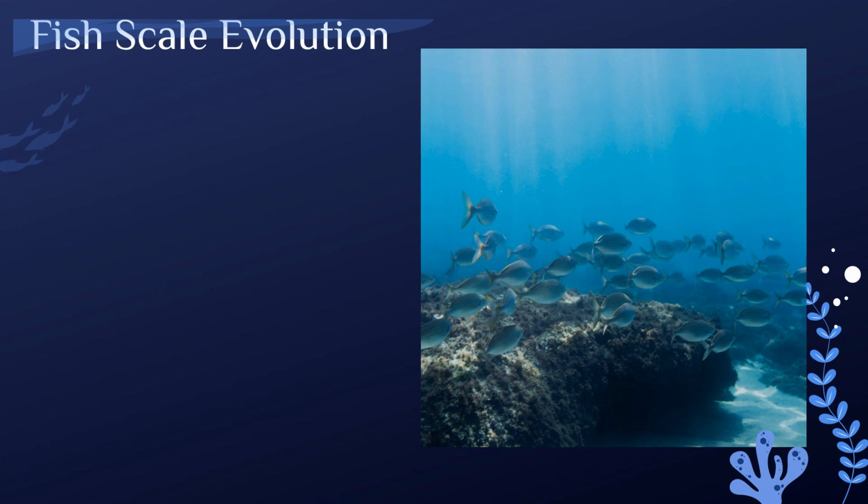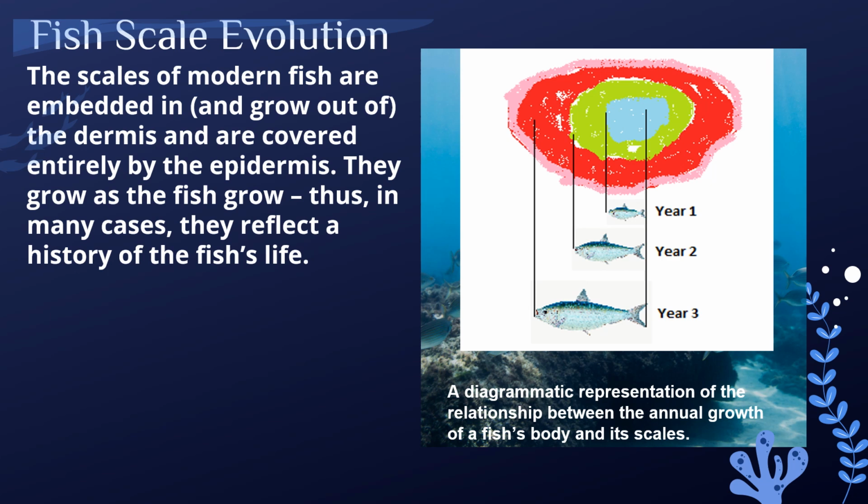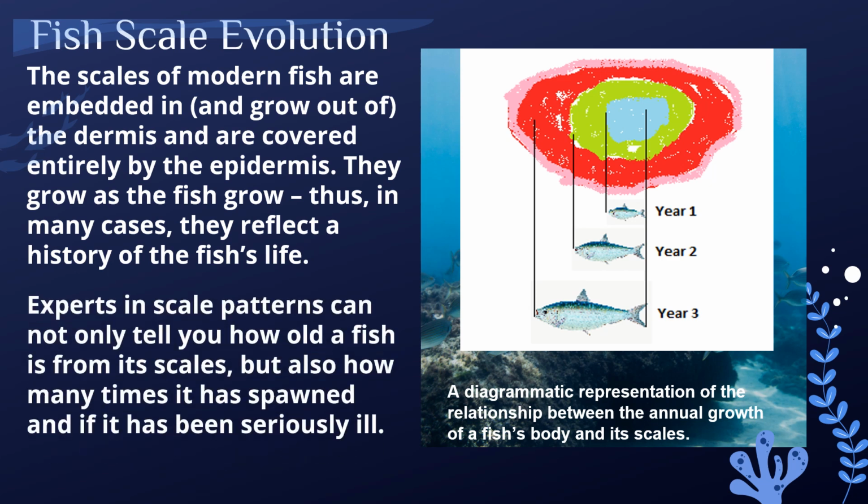What is fish scale evolution? This is a diagrammatic representation of the relationship between the annual growth of a fish body and its scale. The scales of modern fish are embedded in the dermis and are covered entirely by the epidermis. They grow as the fish grow. Thus, in many cases, they reflect a history of the fish's life. Experts in scale patterns can not only tell you how old a fish is from its scales, but also how many times it has spawned and if it has been seriously ill.